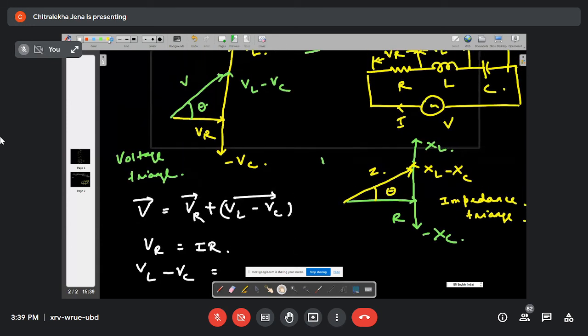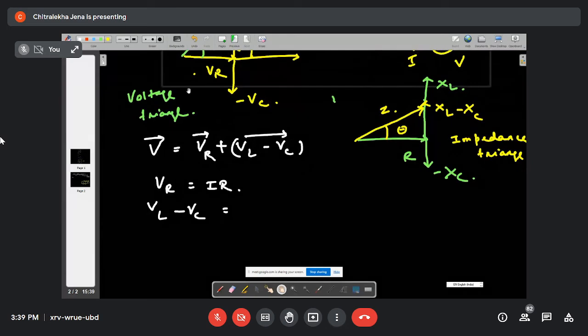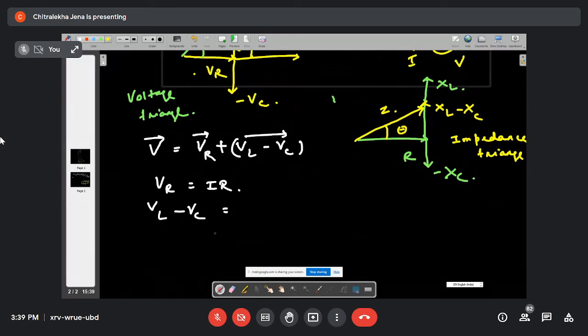Is it in the upward direction? Yes or no? Upward direction means it is rotated how much degree? 90 degrees from its original axis. Yes or no? So this will be equal to how much? J, how much? Tell me.